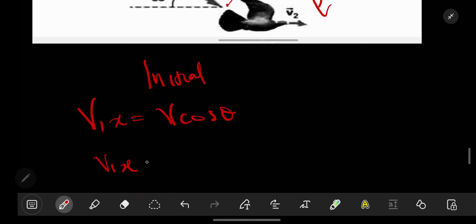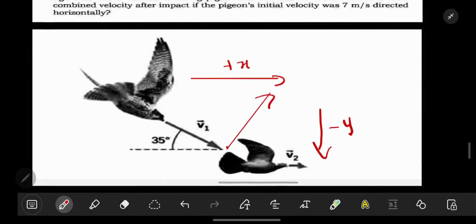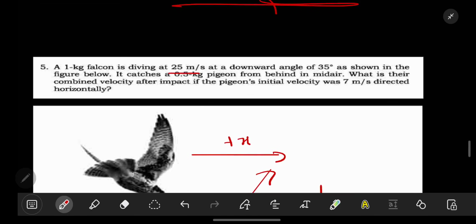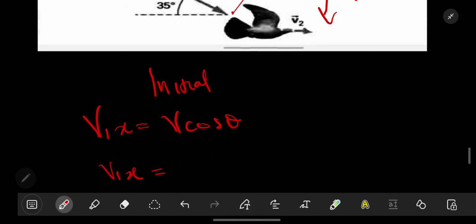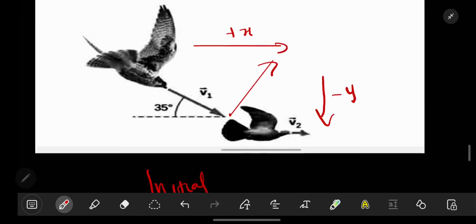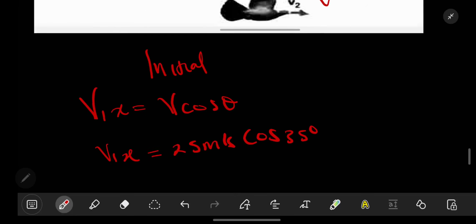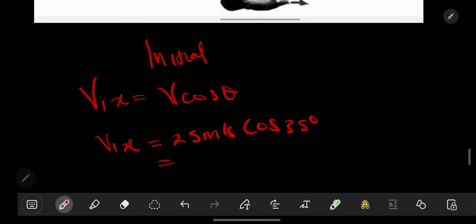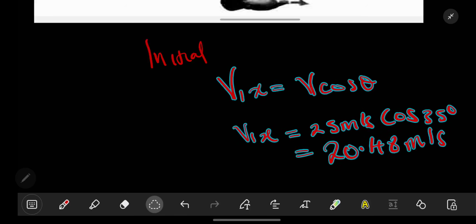So v1x is equal to, what is the velocity at which it is moving? It's moving at 25 meters per second. So we are going to say 25 meters per second cos of the angle, which is 35 degrees. When we press 25 cos of 35, this is going to give us a value of 20.48 meters per second.